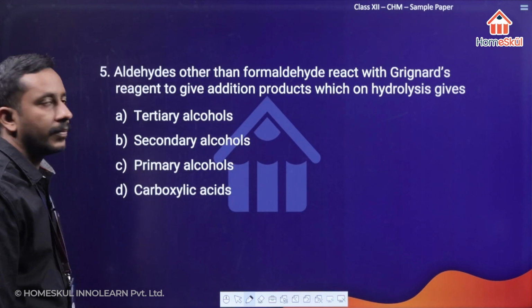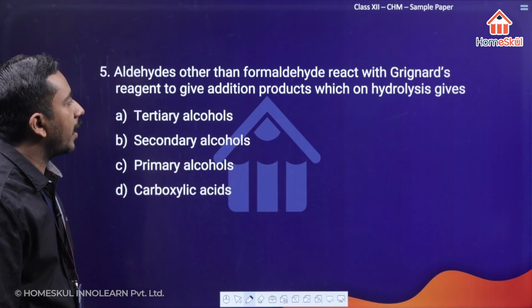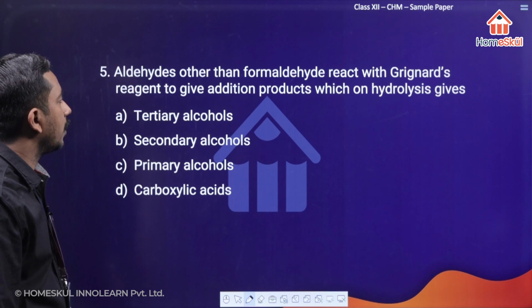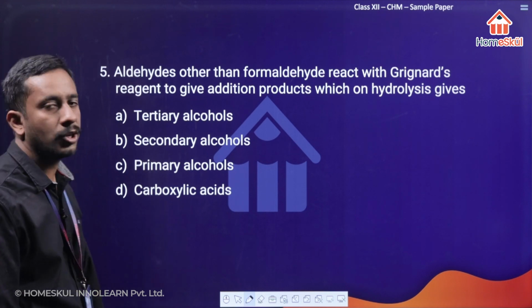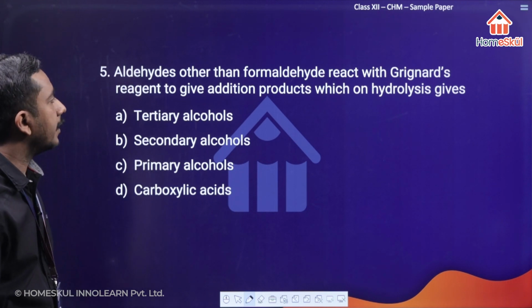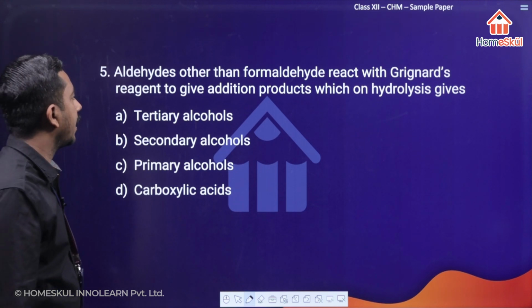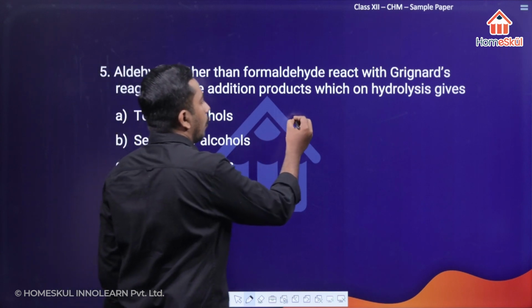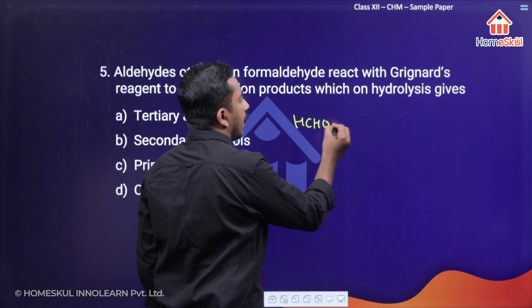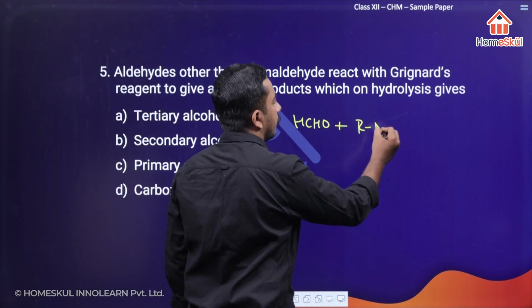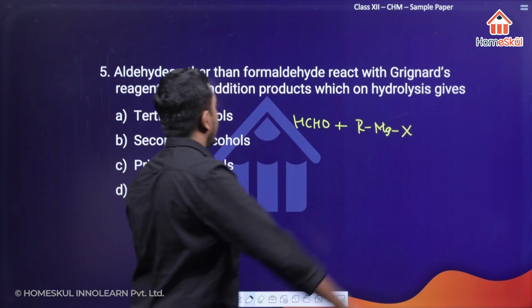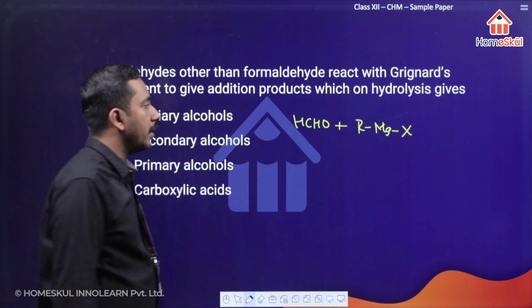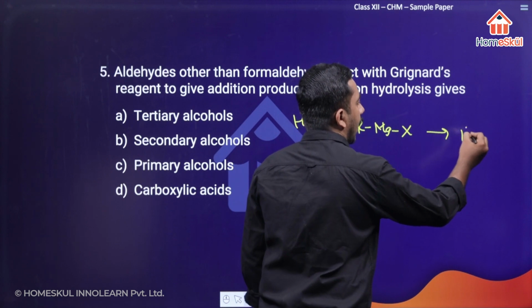The fifth question. Aldehydes other than formaldehyde react with Grignard reagent to give addition products which on hydrolysis give what? That means we have been asked the reaction between an aldehyde and a Grignard reagent. So we have to know that reaction. When formaldehyde reacts with the Grignard reagent, which has a general formula RMgX, the product that we obtain will be a primary alcohol.